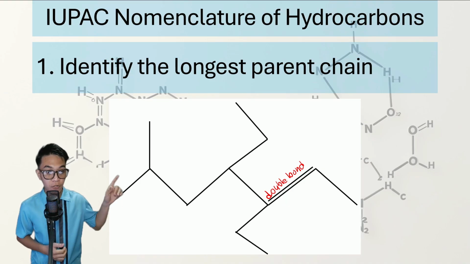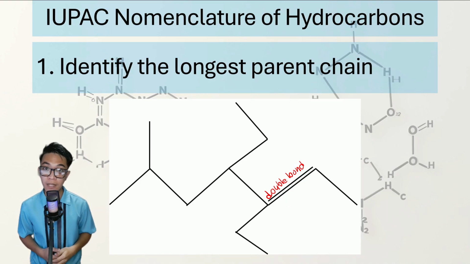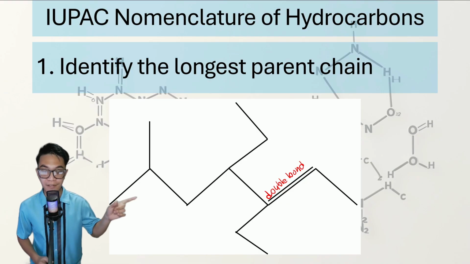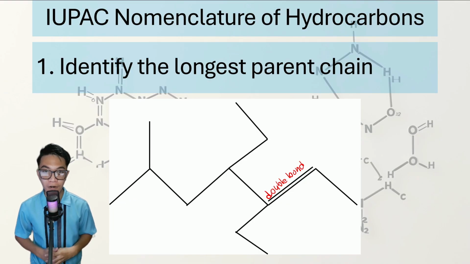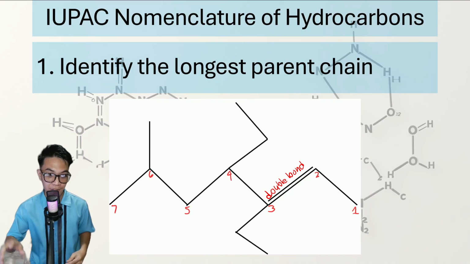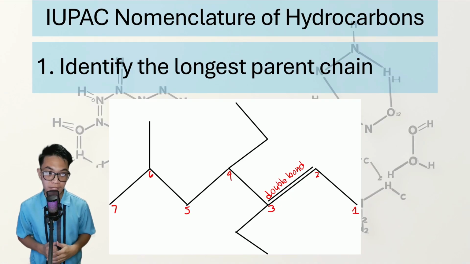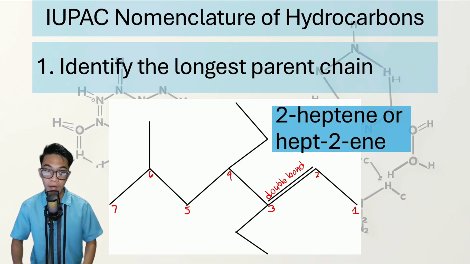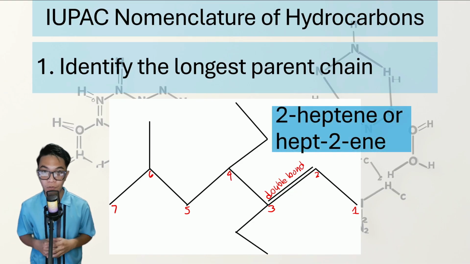In this case, since our double bond is located right there on the right side, we should start counting on the right to have the lowest number possible for our parent chain. So let's count then. We have 1, 2, 3, 4, 5, 6, and 7 carbon atoms attached together, and our double bond is located on the second carbon. So as we can see, this has a double bond, so this is an alkene and has 7 carbon atoms. We should give this the name of 2-heptene or hep-2-ene.